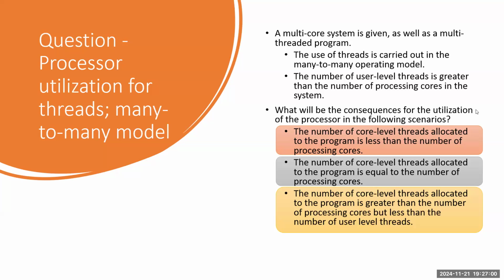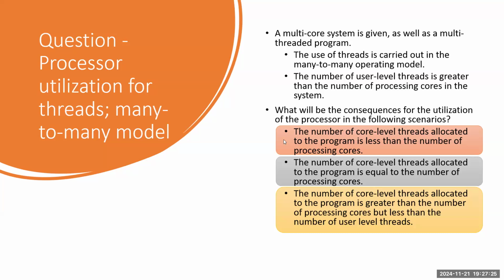The number of user-level threads is, let's say, greater than the number of processing cores in the system. Okay, so what does this mean? We have a many-to-many model, and we have more threads than the number of processing cores. We have, let's say, 4 threads and only two cores.